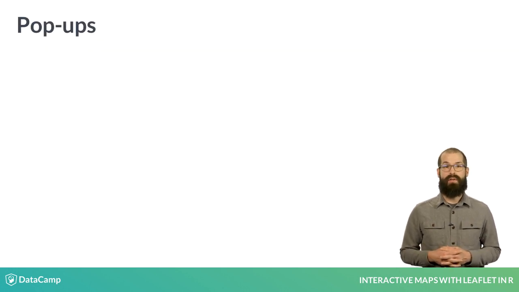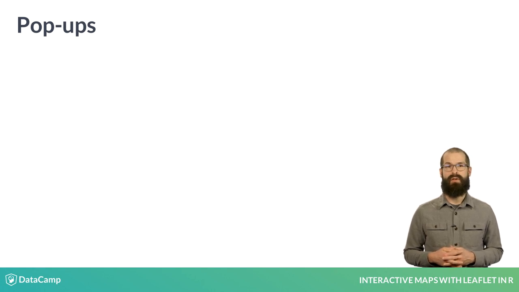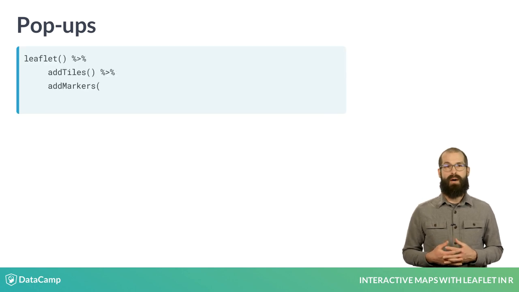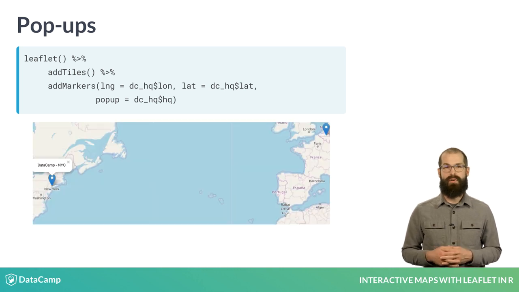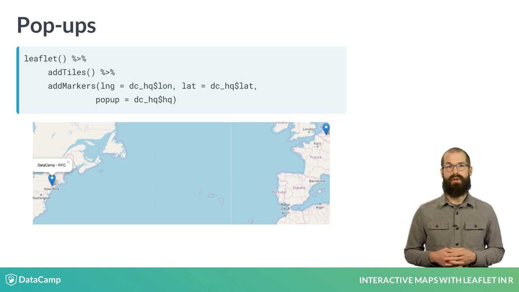It's often helpful to provide users with information about the points we've mapped. A common way to do this is by adding pop-ups that will appear whenever a user clicks on a marker. We can add pop-ups by specifying the pop-up argument in the addMarkers function. For example, we can have the text from the HQ column appear whenever a marker is clicked.